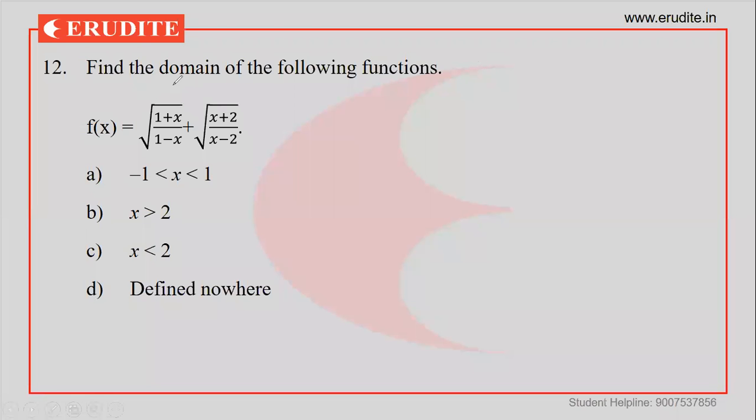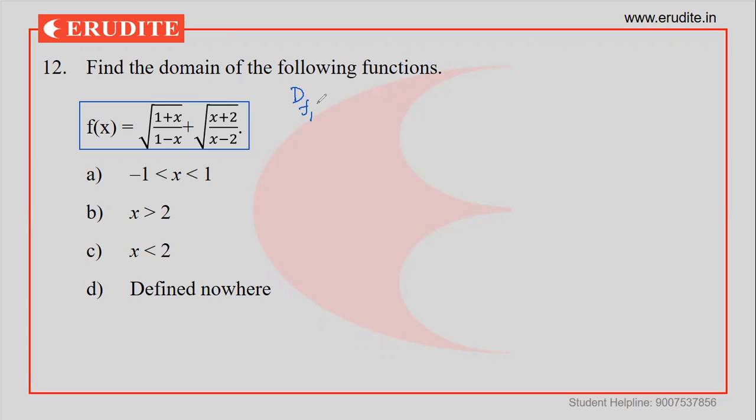We need to find the domain of the following function, and we need to observe that this f(x) is actually the sum of square roots of two different expressions added up. So when we are finding this kind of thing, we need to find the domain of the first function, and the domain of the second function.